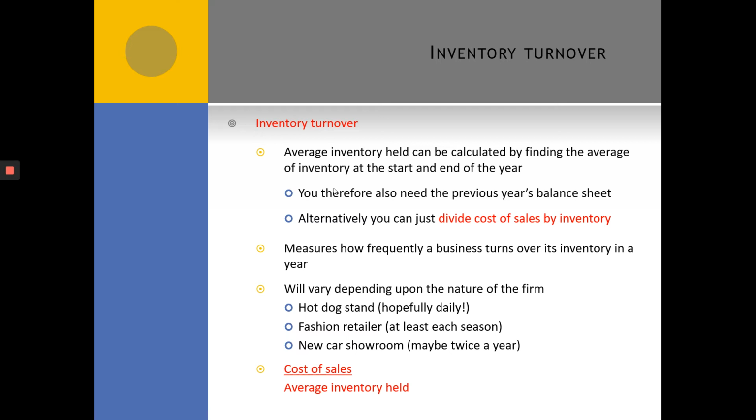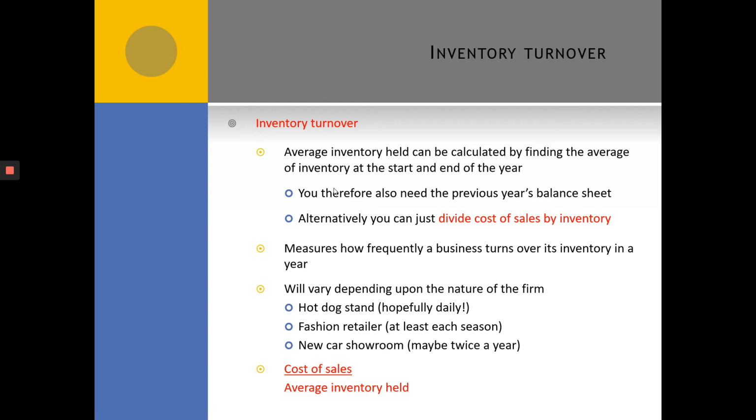In order to do this, you would need different years' balance sheets. Another way to do this, if you don't have that information to hand or in an exam question, the easiest thing to do is to divide your cost of sales, which you will be given on your income statement, by the inventory from the balance sheet. So inventory turnover measures how frequently a business goes through its stock in a year.